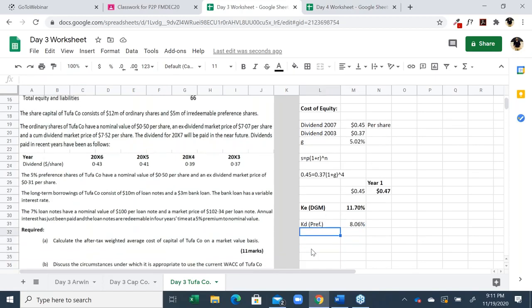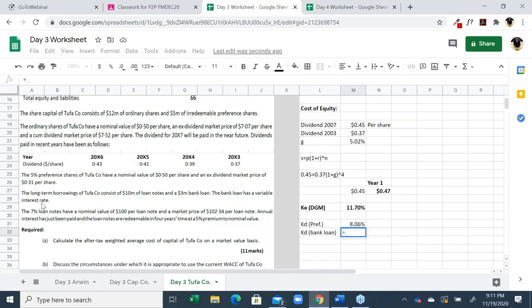After the cost of debt of preference shares, let's calculate the cost of debt of the bank loan, which is very easy. The bank loan is the easiest thing for which we calculate the cost of debt, and that is just: what's the loan, and what's the interest on the loan? The bank loan has a variable interest rate, right?